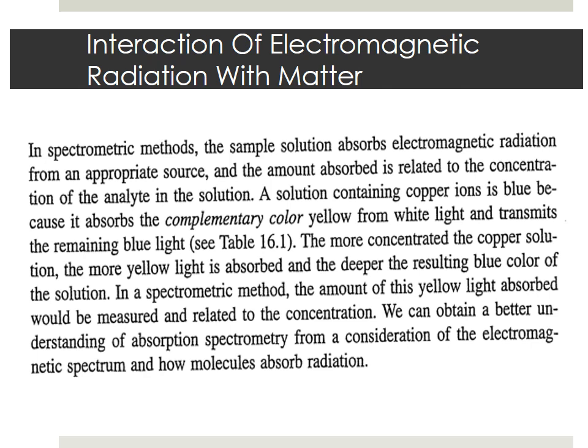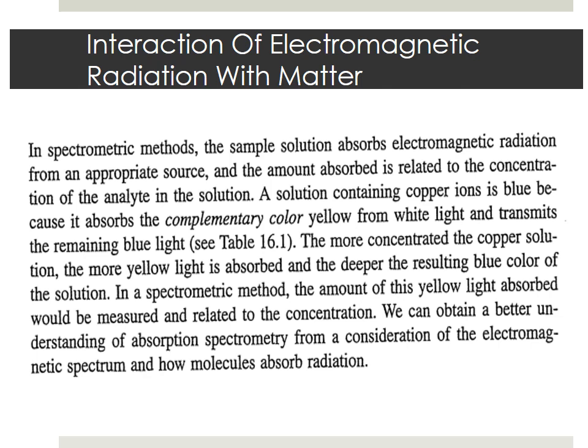Then interaction of electromagnetic radiation with matter. Now we are going to see the analytical usage of electromagnetic radiation with matter. In spectroscopic methods, the sample solution absorbs electromagnetic radiation from an appropriate source, and the amount absorbed is related to the concentration of analyte in the solution. So if we have a solution containing copper ion, this will be of blue color because it will absorb complementary color yellow from the white light and transmit the remaining blue light.